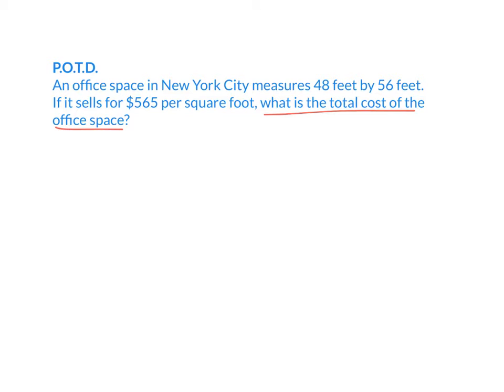Speaking of which, what's the important information in this question? Paulina? 48 feet by 56 feet. Yeah, it measures 48 feet by 56 feet, and? It sells for $565 per square foot. $565 per square foot.